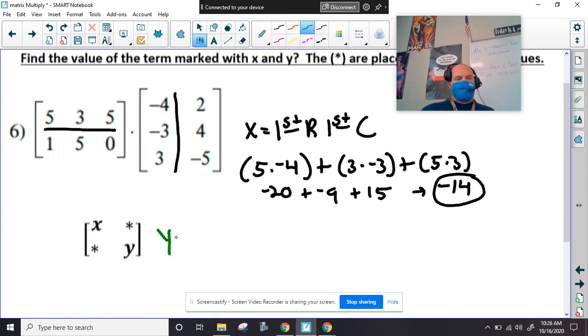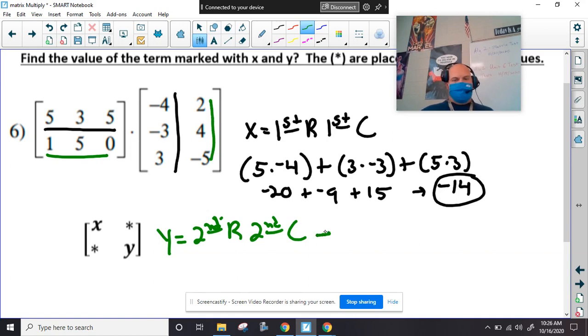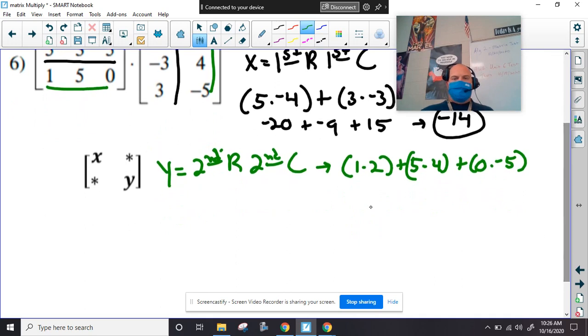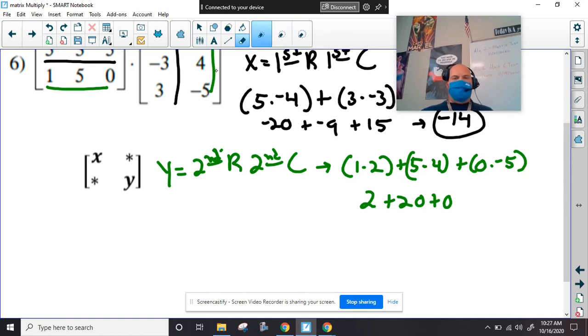All right, our Y is in the second row, second column. So that's this row and this column, which is 1 times 2, it's 5 times 4, and plus 0 times -5, which becomes 2 plus 20 plus 0. Which is 22.